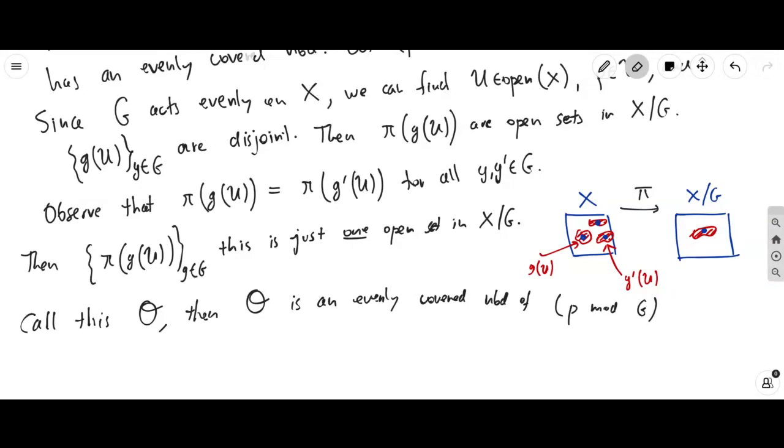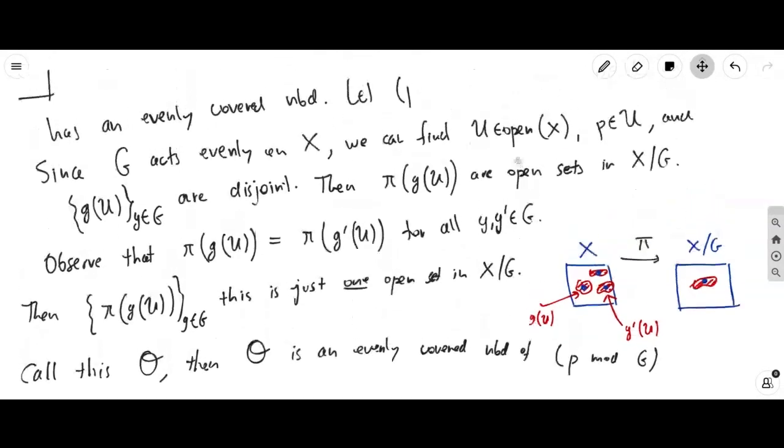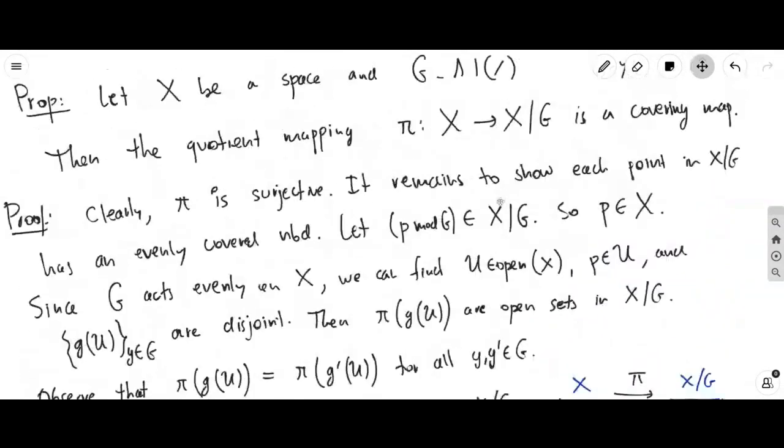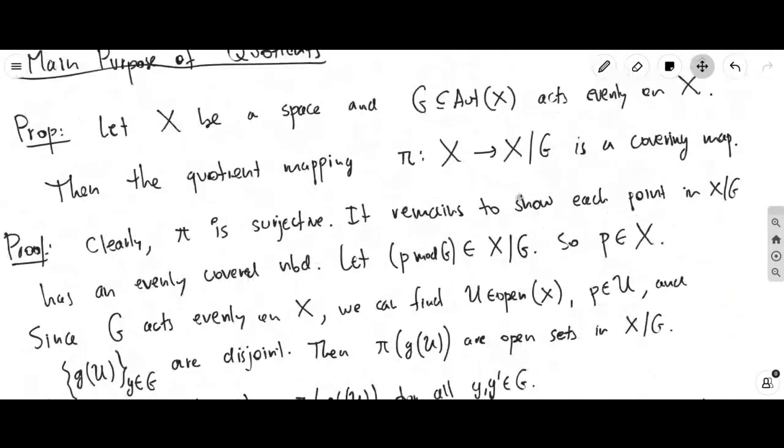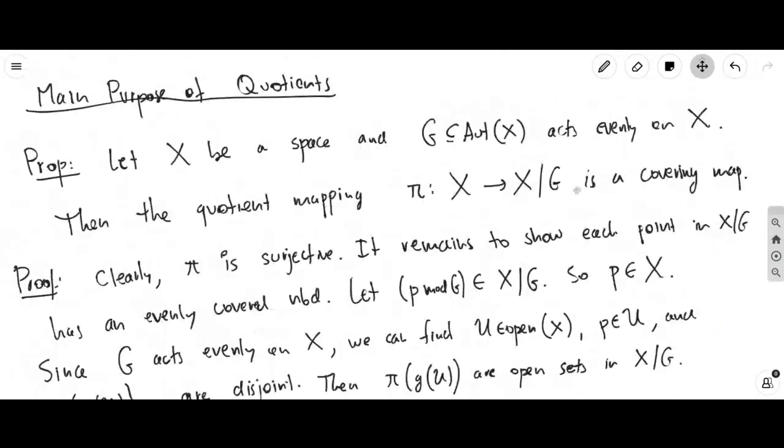And now that we've introduced this fairly nice proposition, you can use it to generate a lot of examples. So now let's look at a lot of interesting examples of how you can use quotients to generate many different examples of covering spaces. Let us now look at a list of interesting examples of how we can use a group of automorphisms to generate a covering space.